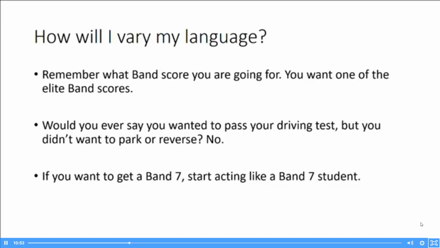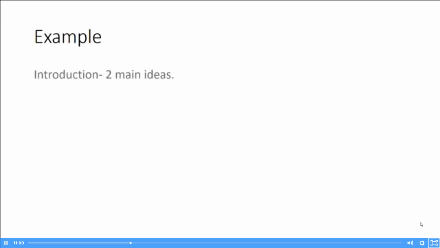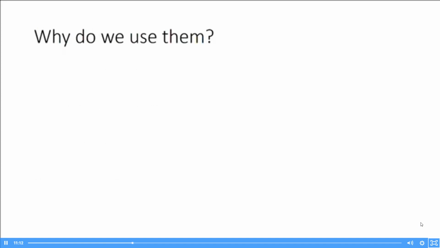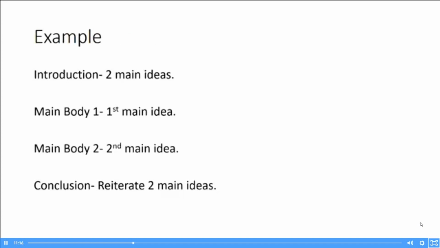So let's look at an example. Your introduction, the two main ideas, main body 1, your first main idea, main body 2, second main idea, your conclusion, you're going to reiterate your main ideas. Okay, so if you have gone through the course, that will be very, very obvious to you. The reason why I am showing it here is some people, a very small percentage of you who have gone through the course, still don't get this. So I thought I'd put this basic structure up here.